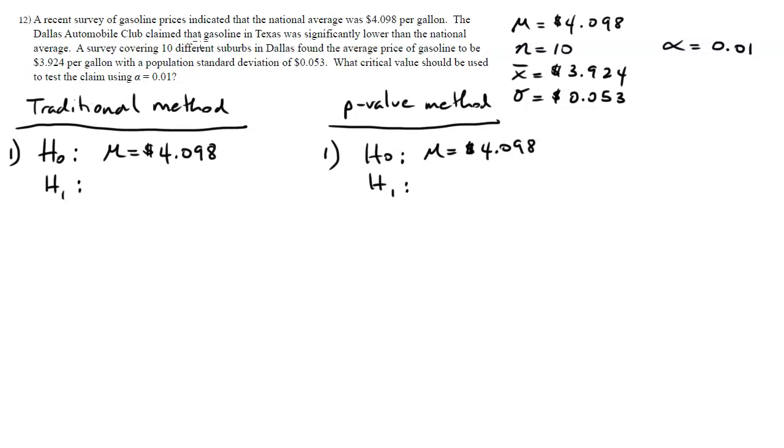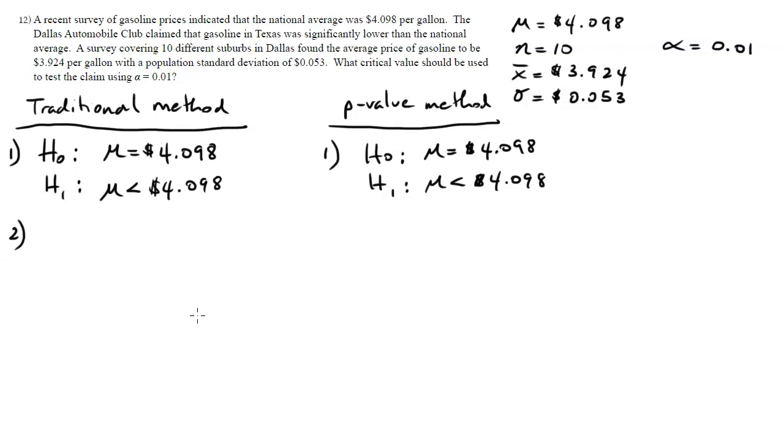Now the club is claiming that gasoline is lower than that average. The club is claiming that the alternative hypothesis is that gas is less than that. That's the alternative hypothesis, that is less than. The alternative hypothesis can be less than, greater than, or just simply not equal to. In this case, less than. So that's the first step.